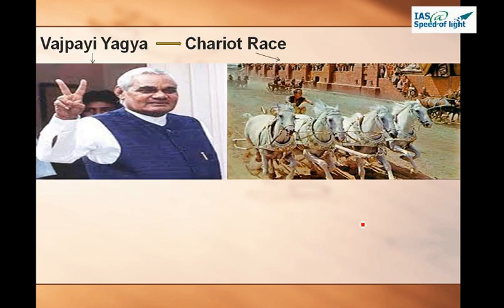Let's talk about Vajpayee Yagya now. In Vajpayee Yagya, the people used to do chariot races, and our picture for Vajpayee is Atal Bihari Vajpayee. So Atal Bihari Vajpayee is participating in this chariot race. See that picture now, clear in front of you, where Atal Bihari Vajpayee is participating in this chariot race.